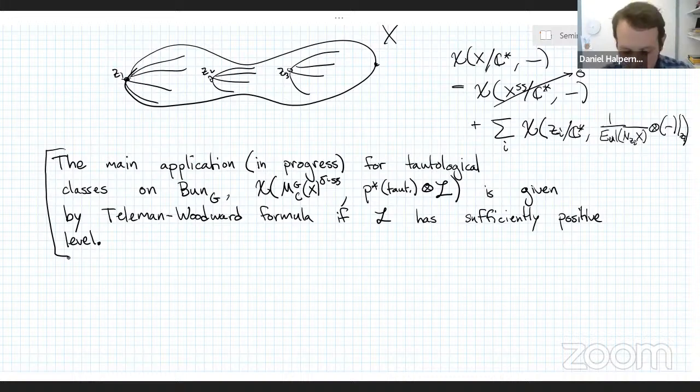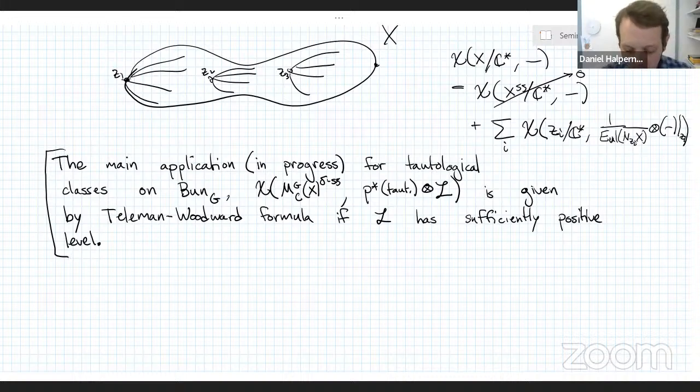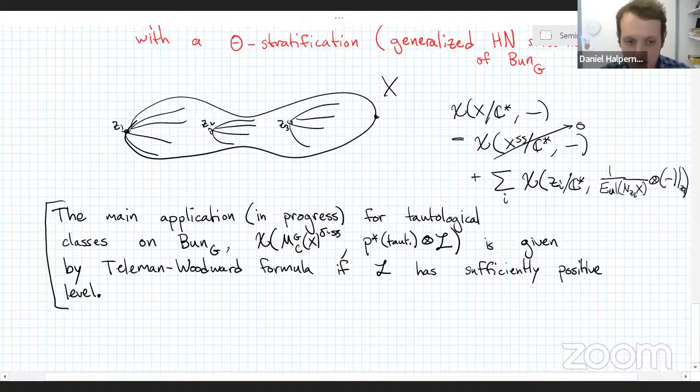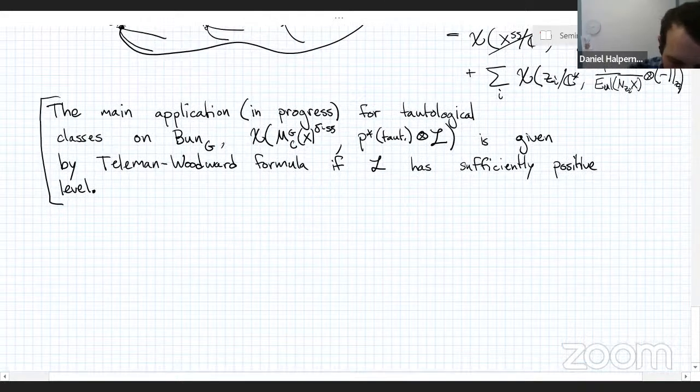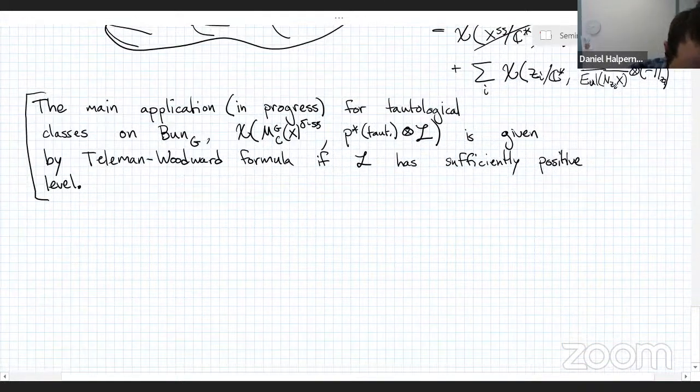So this is all motivation. So are there any questions about this before I move on to telling you what I really mean by a stratification of this kind and how we prove this theorem? Okay, so I'll tell you now a little bit about theta stratifications.